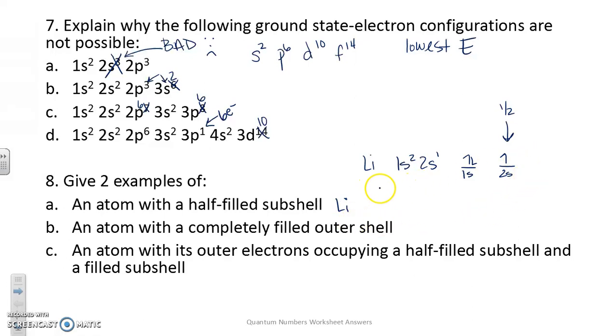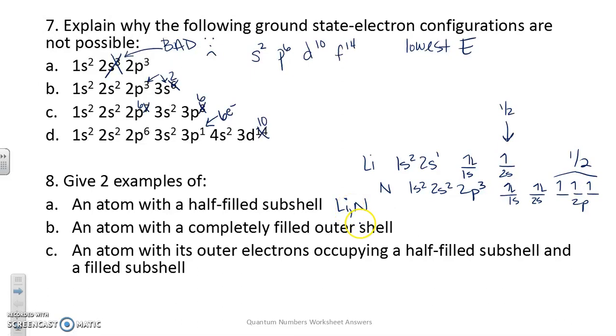All right, what else have we got? What about nitrogen? Nitrogen, 1s2, 2s2, 2p3. If we were to do the orbital notation for that, we'd have 1s with 2, 2s with 2, and then your 2p would have 1 in each. Half filled. There you go.